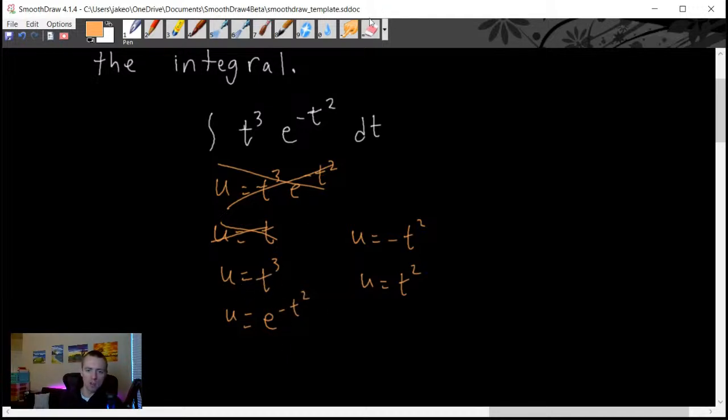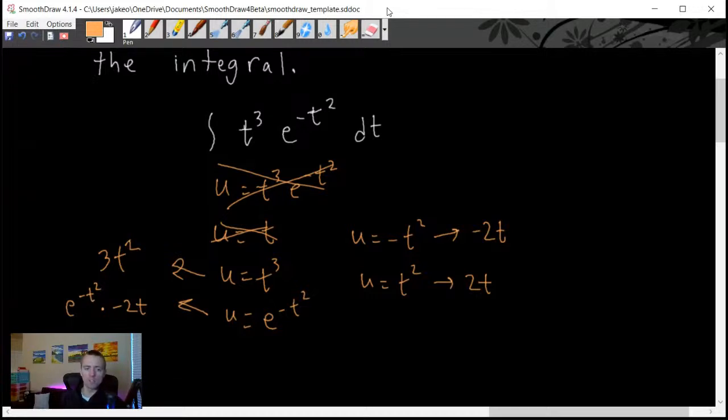First of all, the derivative of t cubed is 3t squared. The derivative of e to the negative t squared is going to require chain rule. I'm not going to go into all the steps of finding that, but just quickly, it would be e to the negative t squared times negative 2t. The derivative of negative t squared would be negative 2t, and the derivative of t squared would be positive 2t. So these are our options.